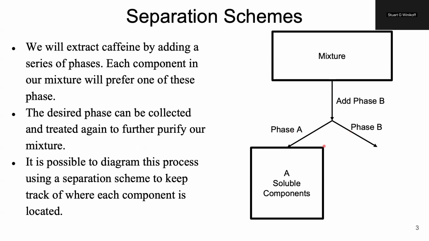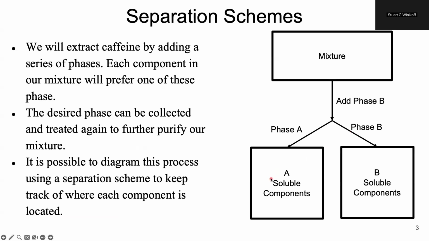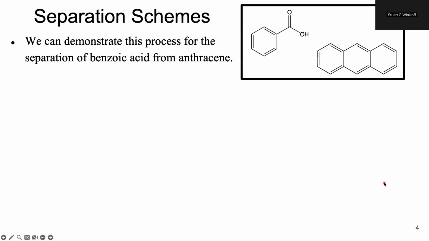Then what we're going to do is identify what component should be present in each phase. So who's running along with A and who's running along with B. This is kind of general, so let's look at a specific example to demonstrate how we'll do this for caffeine. Let's say I've got a mixture of benzoic acid and anthracene. Both of these are going to be relatively nonpolar species, so we'd expect them to both be soluble in organic conditions.